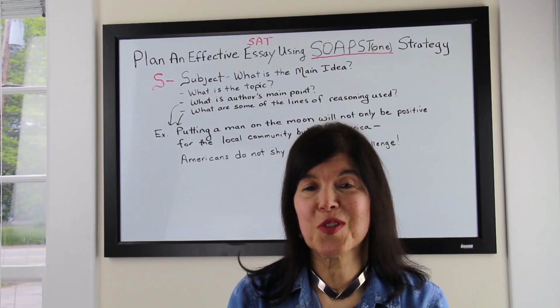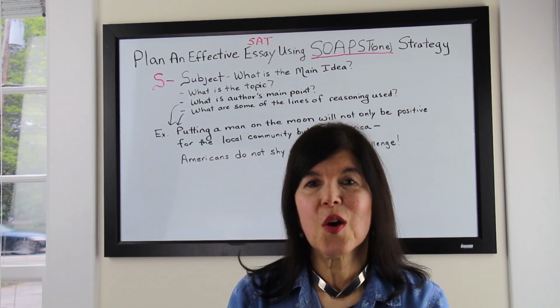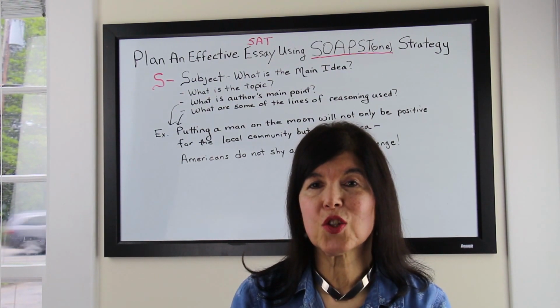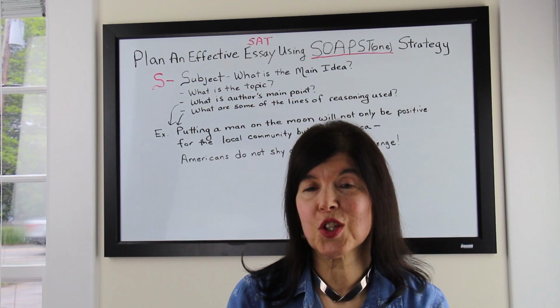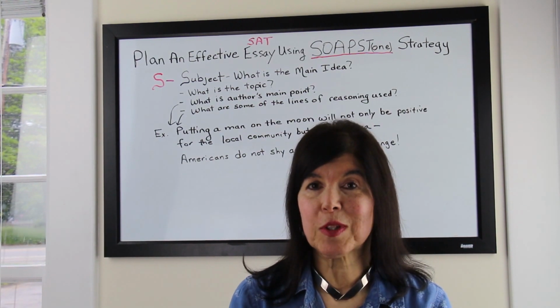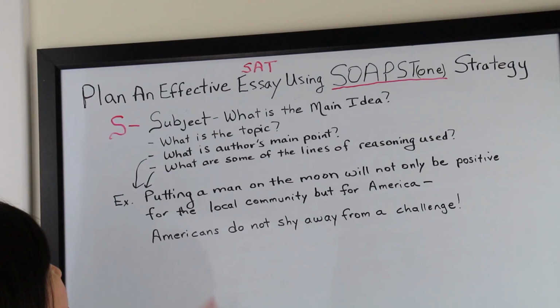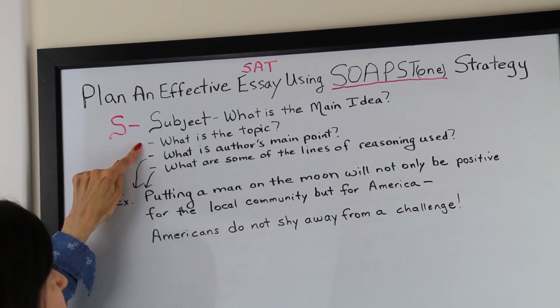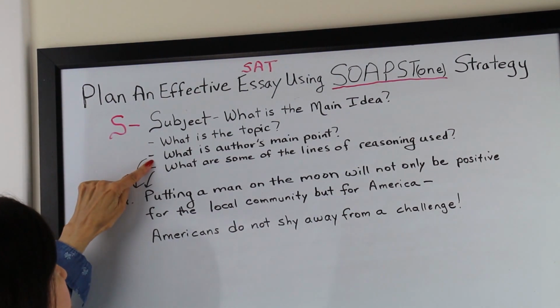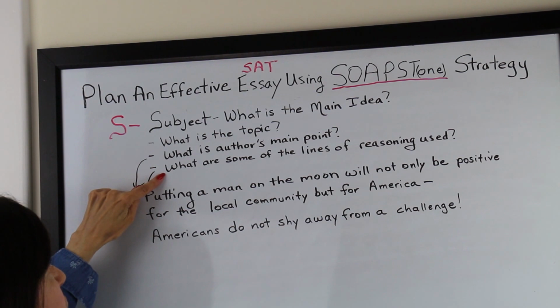The S in SOAPSTone is for subject. What is the main idea? Students should have to state that in just a few words. You should be able to pick out the subject quickly. So you want to ask yourself, what is the topic or main idea? What is the author's main point? And what are some of the lines of reasoning used?